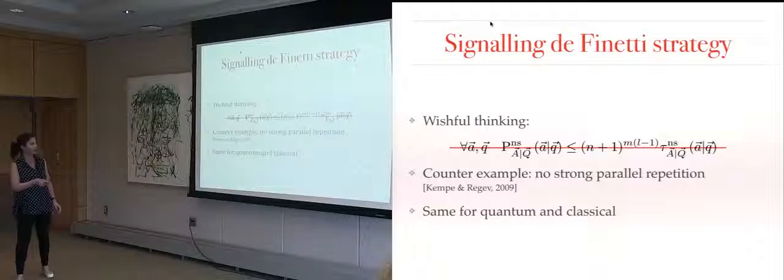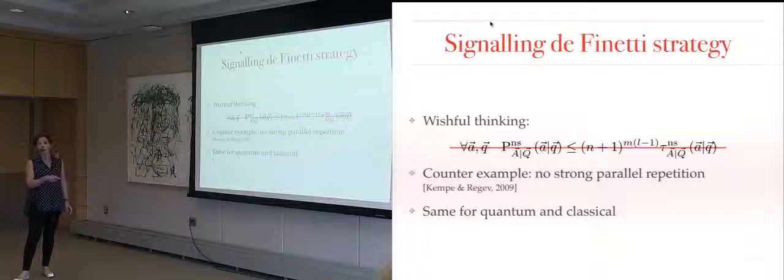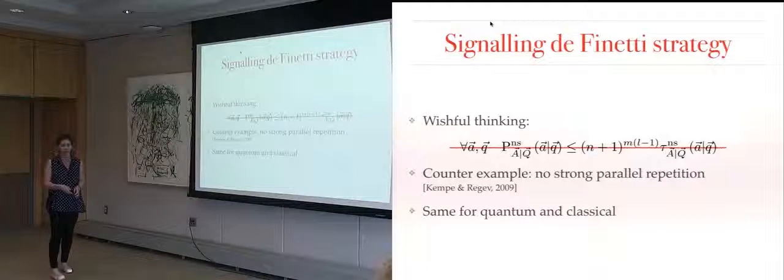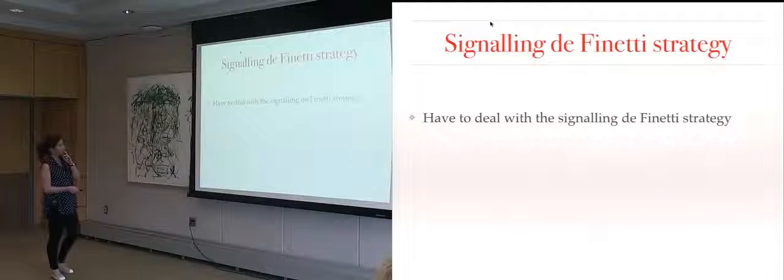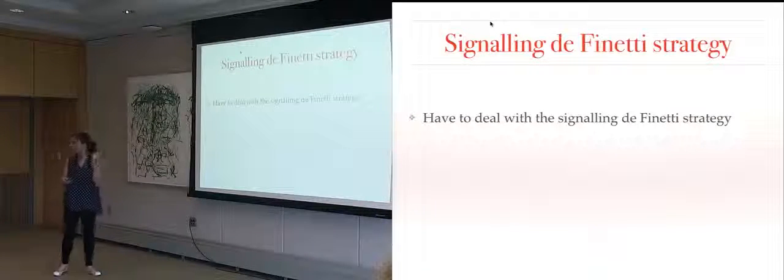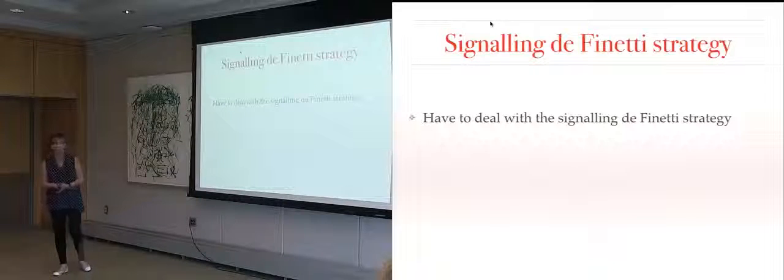It really means that once we want to prove such a de Finetti reduction on the level of the correlations, you must go outside of the allowed set of correlations. You cannot just stay in your set. So we have to deal with this signaling de Finetti strategy. There is no other way.